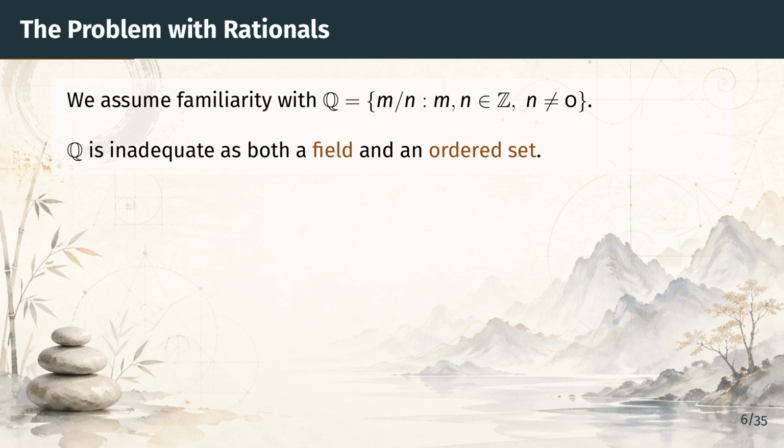Rudin opens the book by stating that we will not go all the way back to the axioms for the integers. We take the rational numbers as given. The rationals are the numbers of the form m over n, where m and n are integers and n is not 0. Now, the rational number system turns out to be inadequate in two senses: as a field, meaning the algebraic structure for doing arithmetic, and as an ordered set, meaning the structure for comparing numbers. These terms will be defined precisely in later sections.